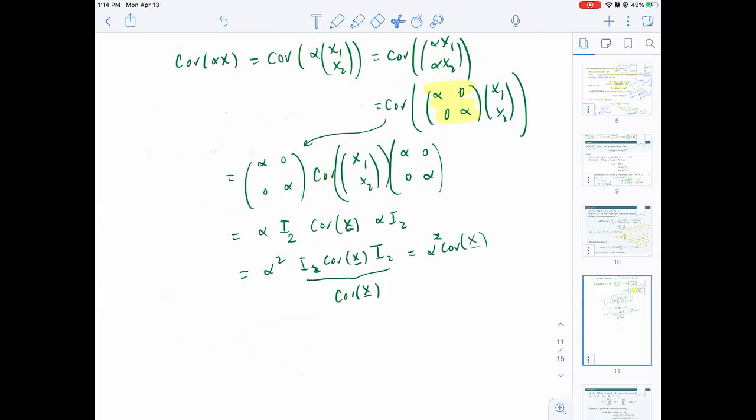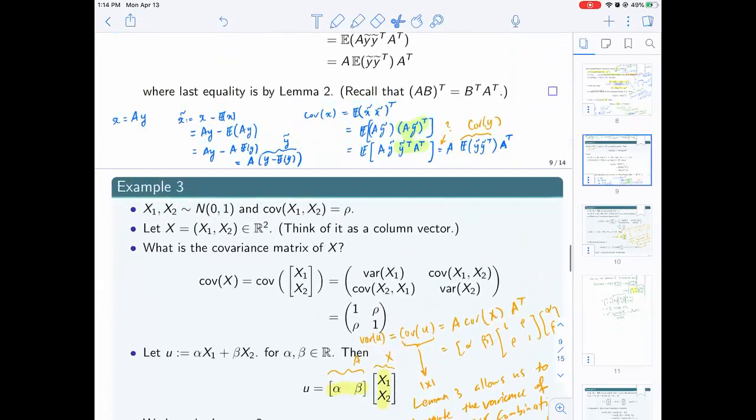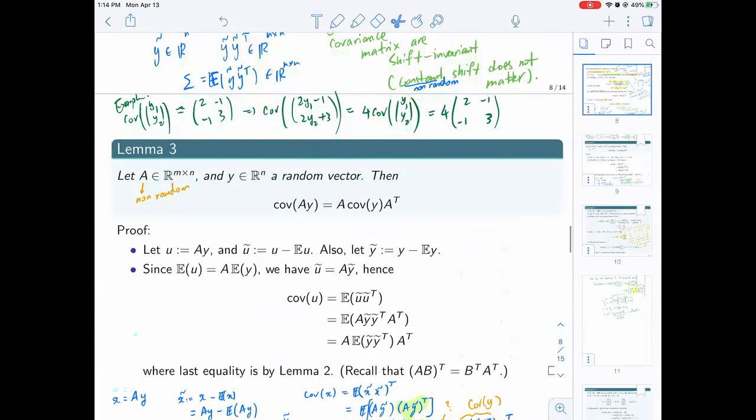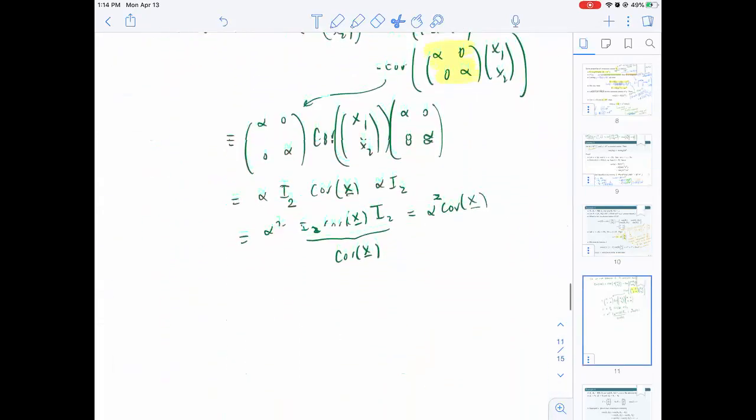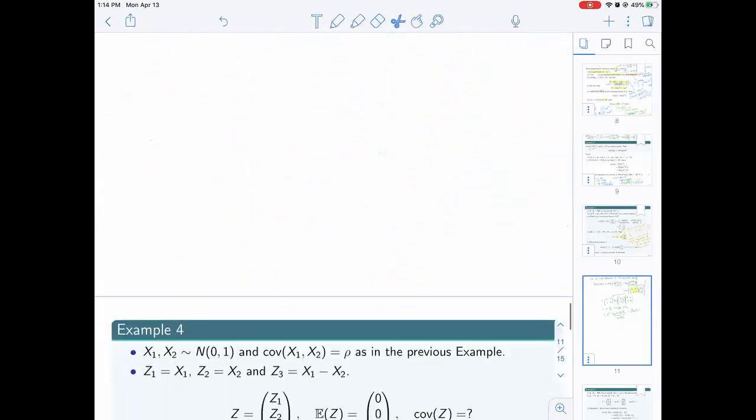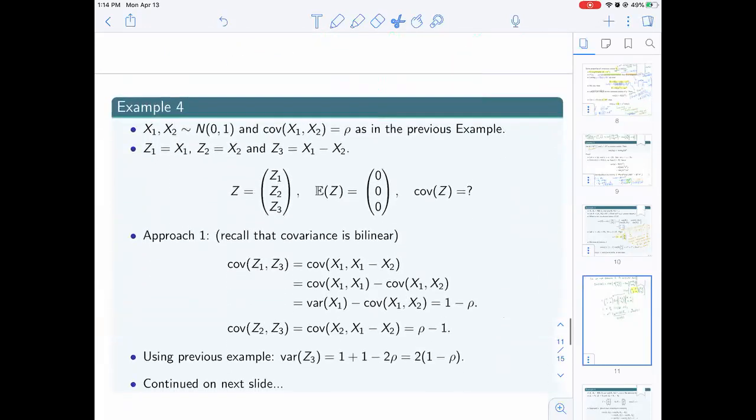So that formula is in fact very powerful. If you just remember this, you can do many things with it. This lemma three. Just go through the proof for yourself, and then we're going to see many examples. Here's another example. Any other questions? So let's do another example.